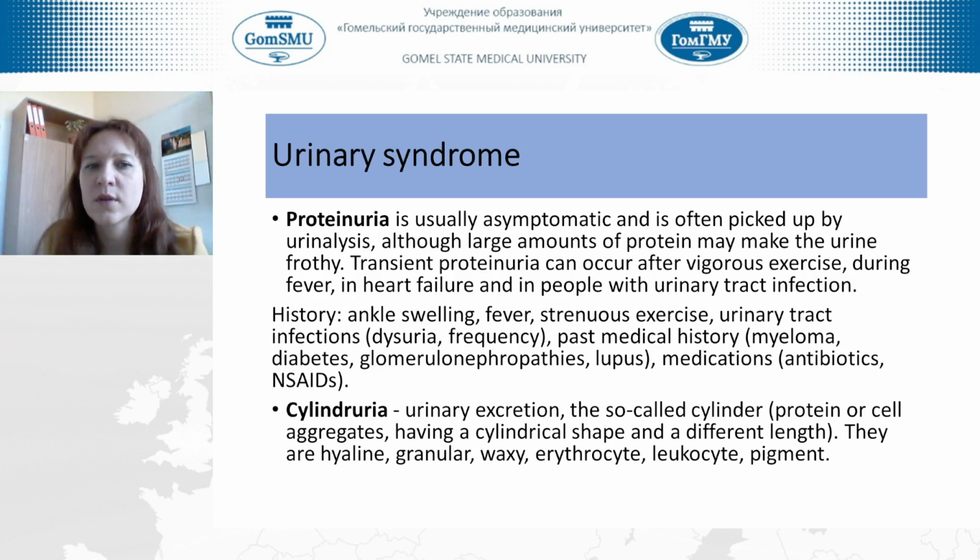Cylindruria. Urinary casts are called cylindra: protein aggregates having a cylinder shape and different lengths. They can be hyaline, granular, waxy, erythrocyte, leukocyte, and pigment.